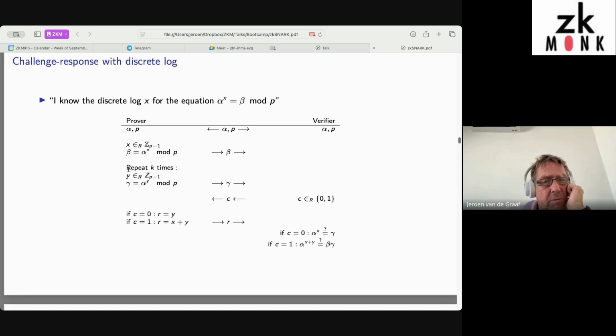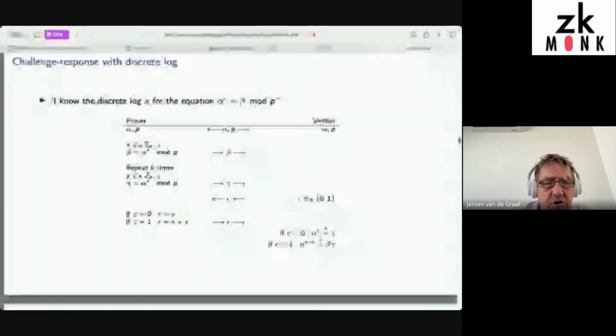So we recall that beta is alpha to the power x. Now I'm going to create another value called gamma, and gamma will be alpha to the power y, where y is another completely random number modulo p, and gamma is sent to the verifier. Now the verifier is going to toss a coin, generate one random bit, and then depending on the random bit, the prover has two choices.